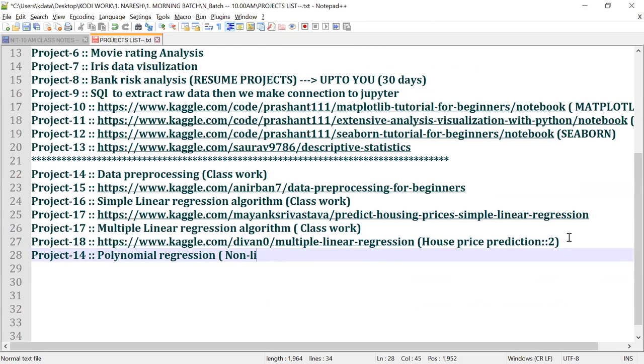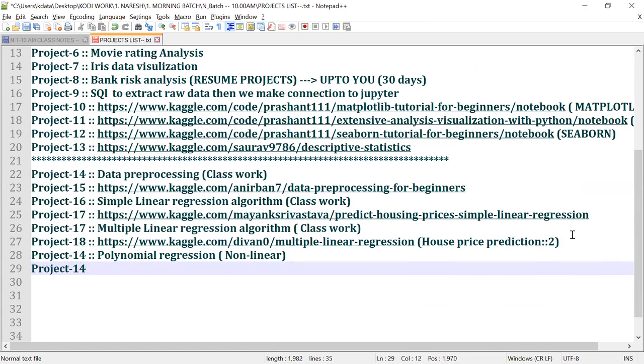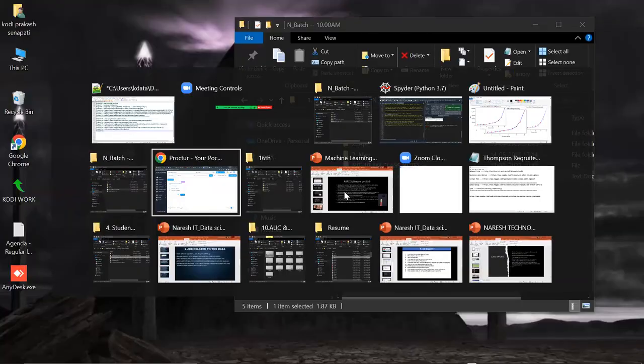Non-linear. Very good. So the last part I have pending is called gradient descent. Let me introduce it.